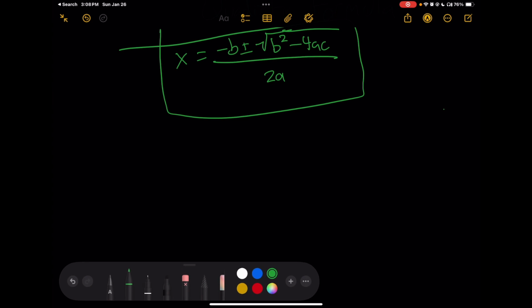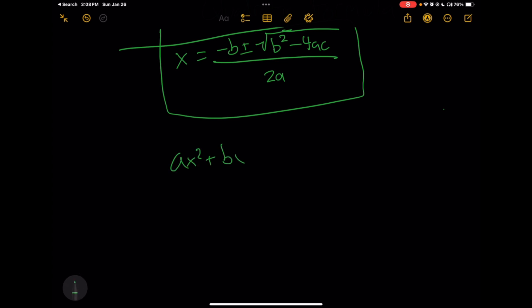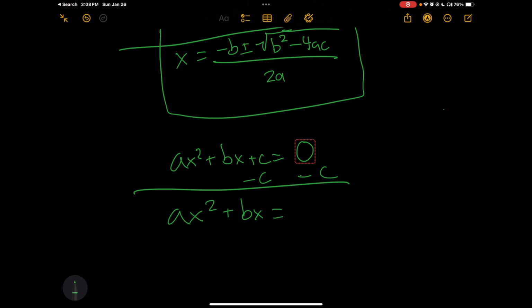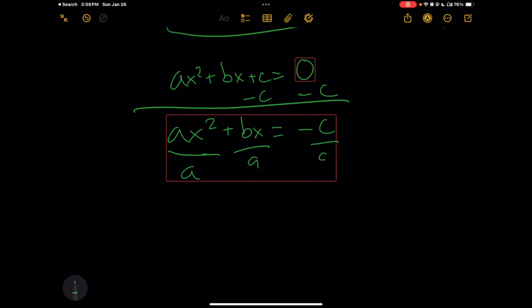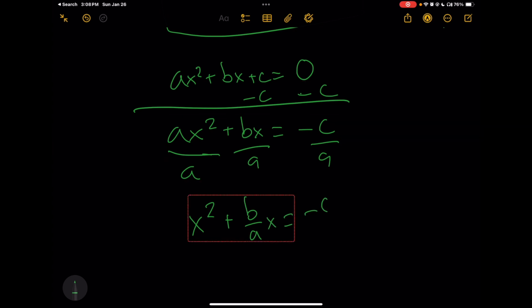So we start with the standard form of an equation, which is going to be ax squared plus bx plus c equals 0, right? Okay, and then what we're gonna do is get rid of the c on the side, so we can get rid of the constant, and we're gonna get ax squared plus bx equals negative c, right? And now we want to isolate this x squared, so we can divide everything by a, and we're gonna get x squared plus b over a multiplied by x equals negative c over a.